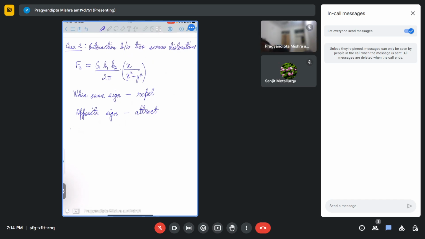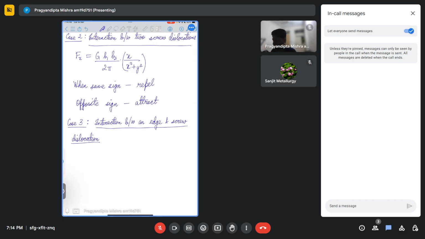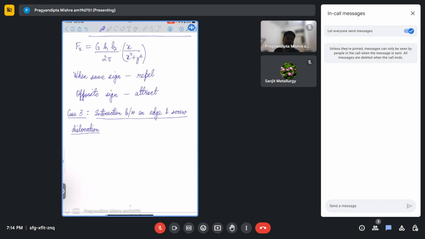The final case would be when you have an edge and a screw which are parallel to each other. As you would have guessed, there will be no force acting because edge and screw essentially cannot interact with each other.